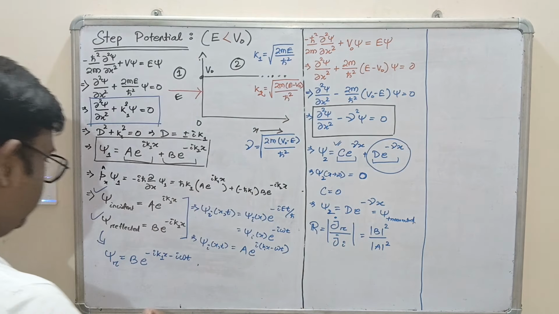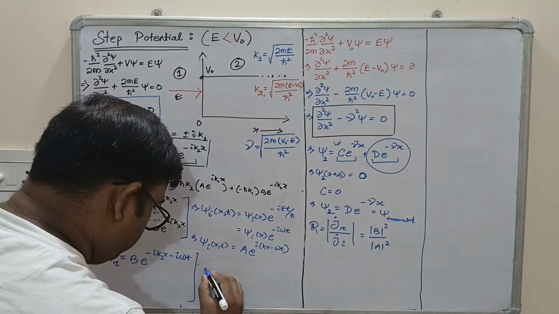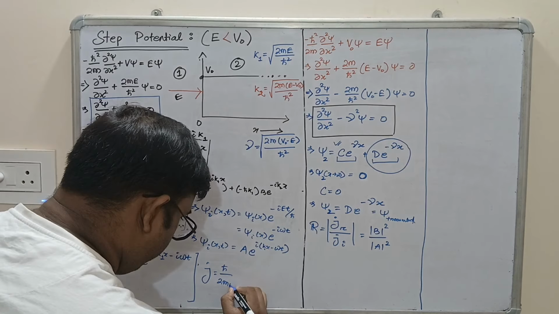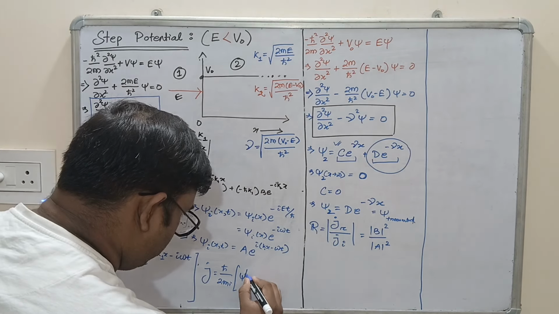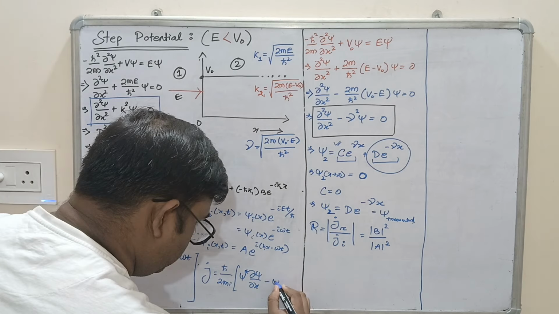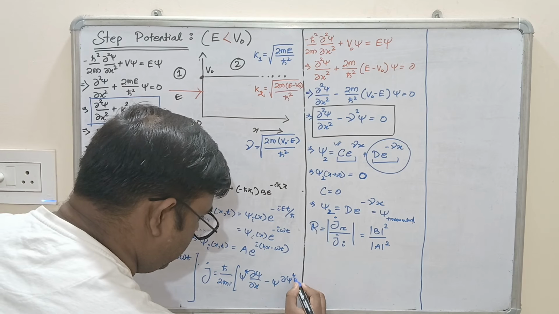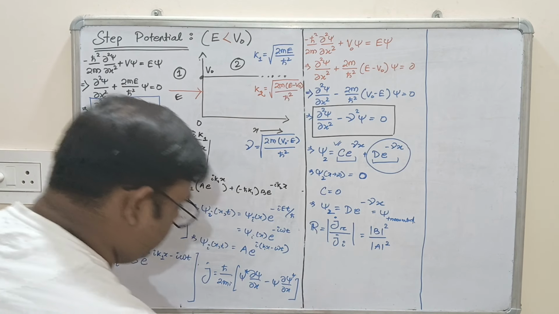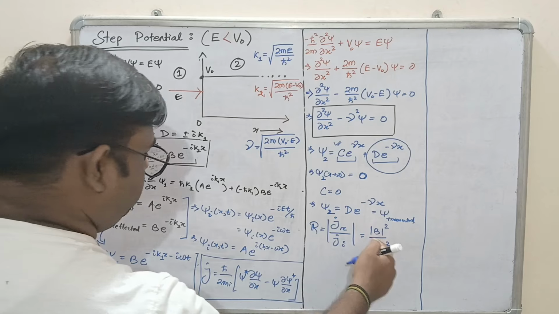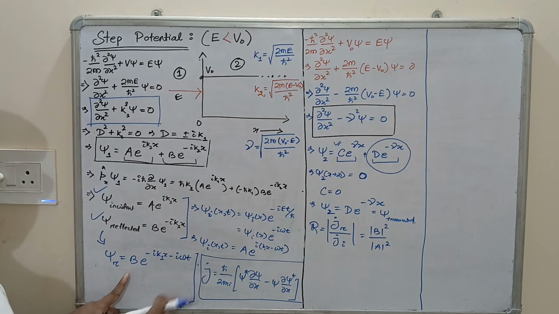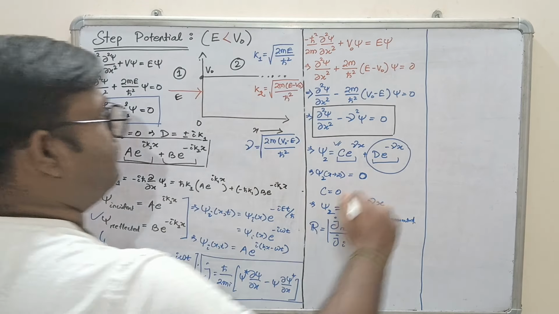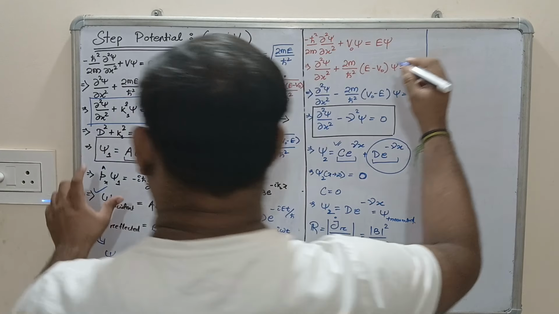How will you calculate the J? J is h bar by 2mi times psi star del psi by del x minus psi del psi star by del x. Now you use this formula and you can find this will be mod b square by mod a square. Okay. Now you have to calculate also, this is psi 1.